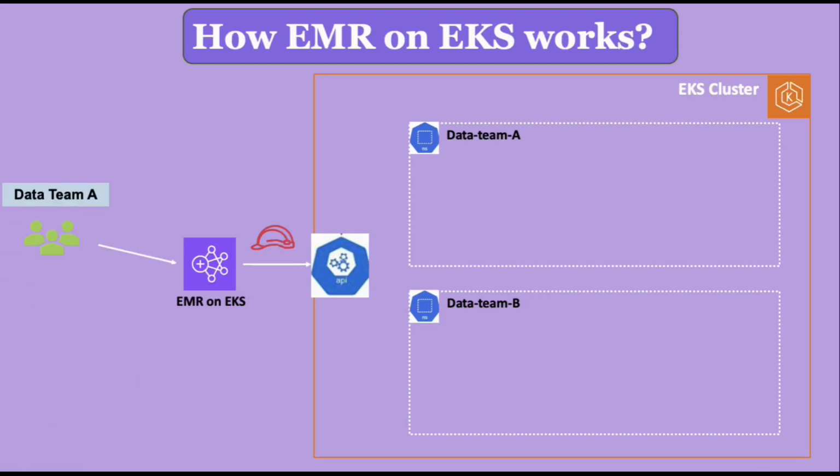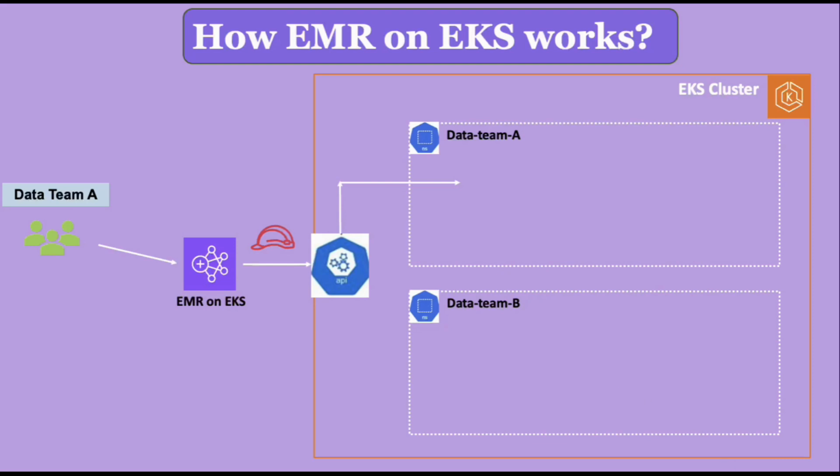Next, the data teams will be submitting the jobs. The data teams do not really talk to the EKS cluster directly. Instead, they will invoke the EMR on EKS service API, which in turn will talk to the Kubernetes cluster to deploy the Spark jobs. So EMR on EKS will use one managed service role, which needs to be mapped to Kubernetes RBAC to access the EKS cluster for authentication and authorization.